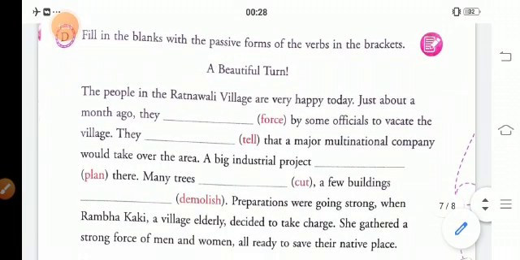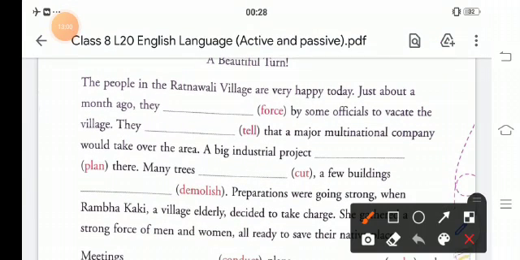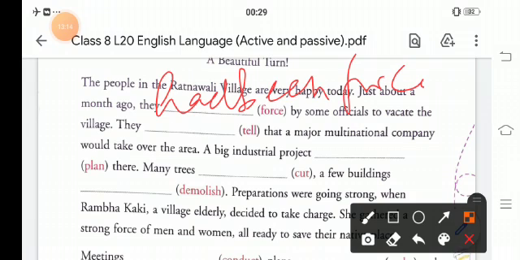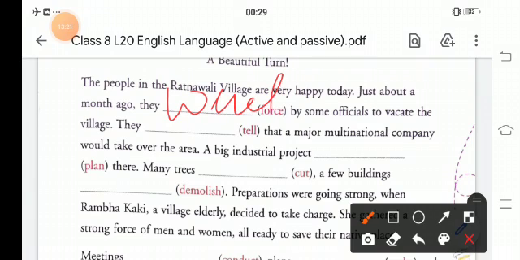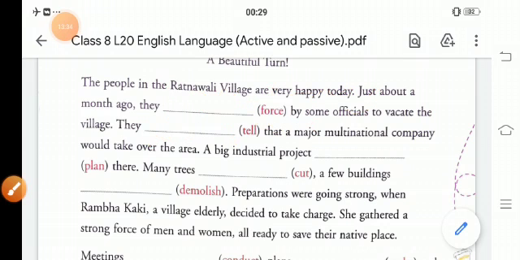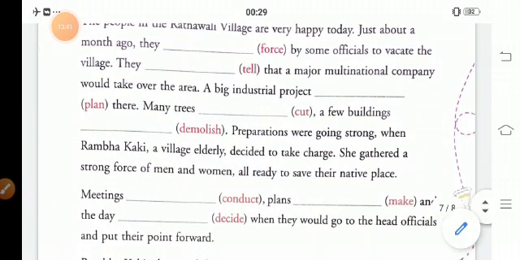Now, the people in the Ratnavali village were very happy today. Just a month ago, they had been forced, or were forced. You can write they had been forced, or you can write were forced by some officials to vacate the village. They were told that a major multinational company would take over the area.